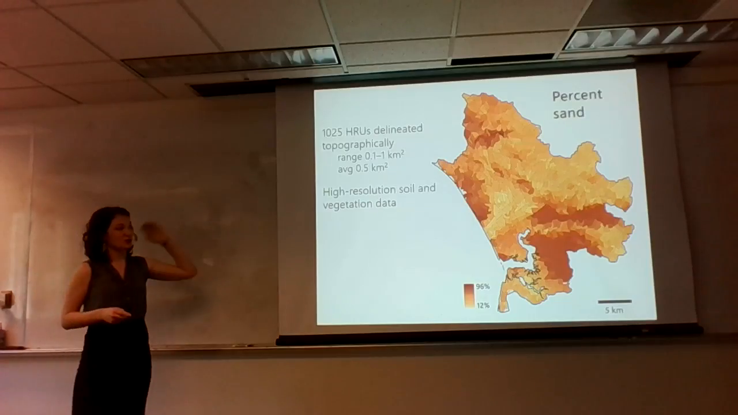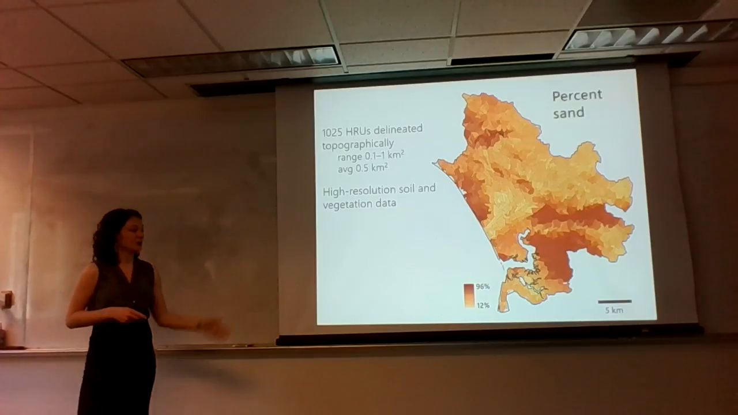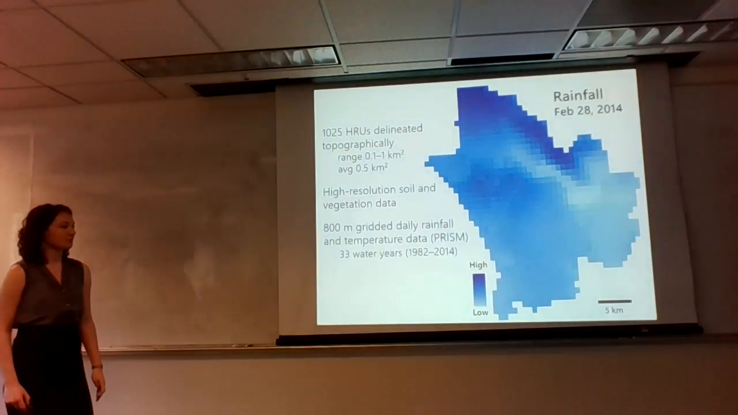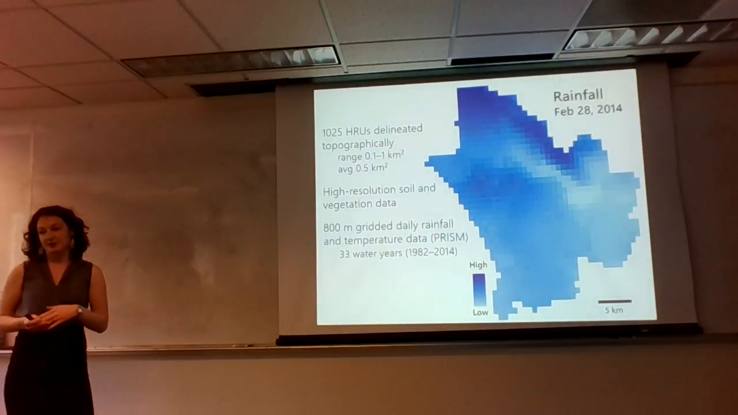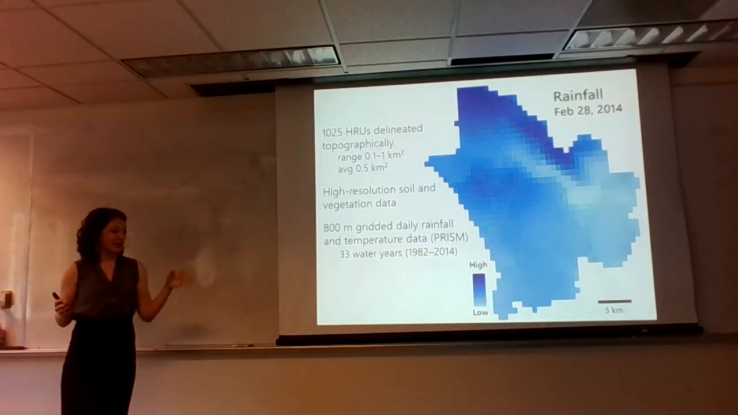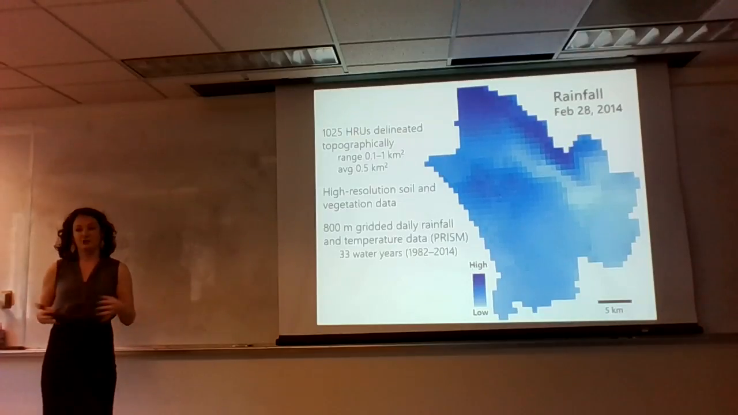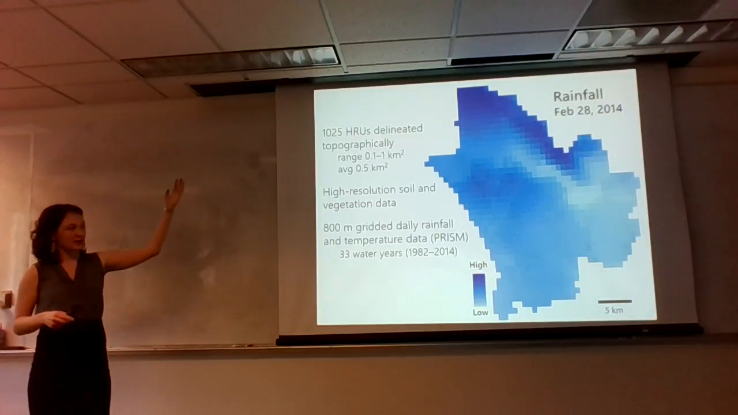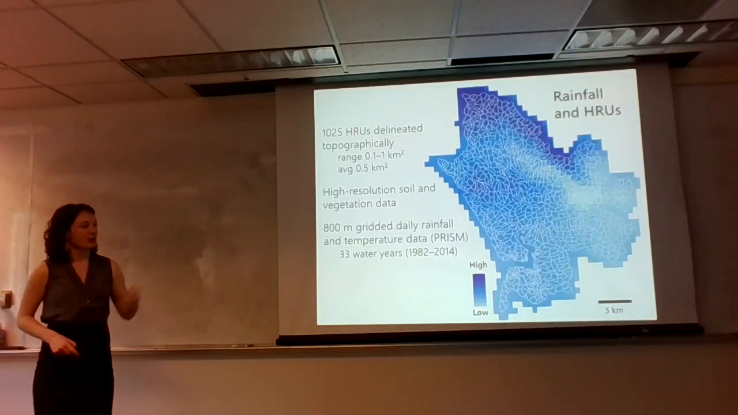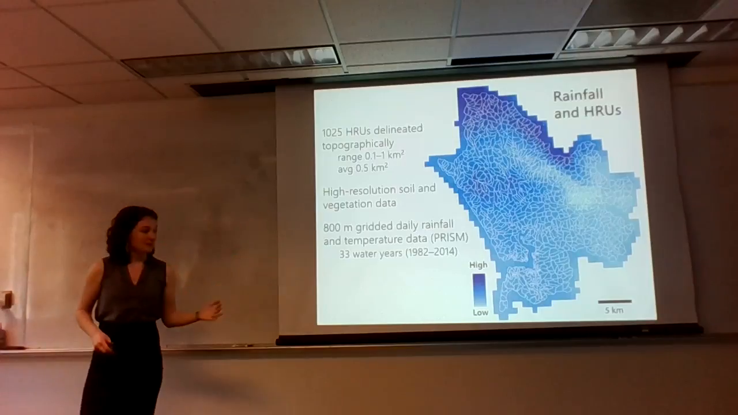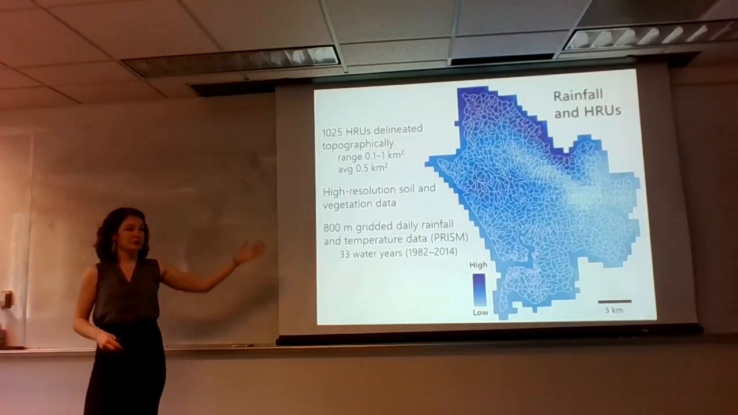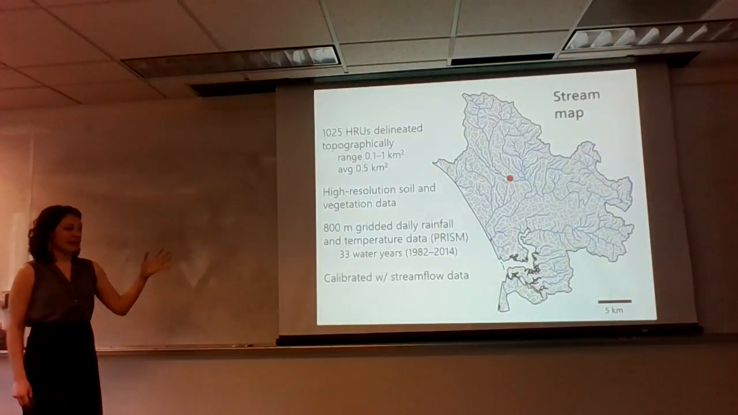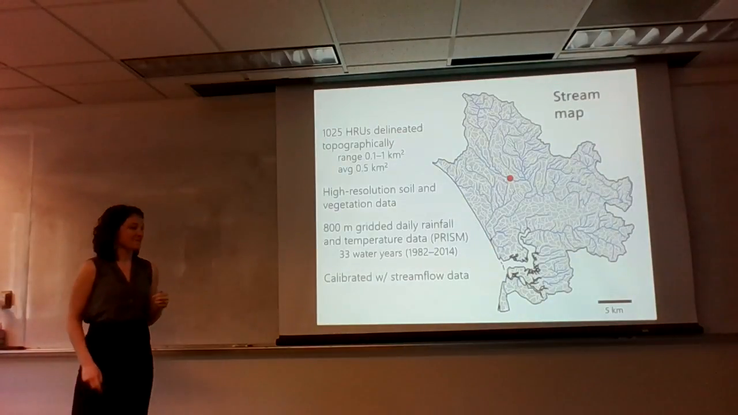This is one example showing the percent sand in each HRU, with darker brown indicating sandier soil. For climate data to drive the model, I obtained 800-meter daily rainfall and temperature data for a 33 water year period. And this figure shows an example of one day of rainfall. When I overlay the HRUs on top, you can see the climate data is on a similar spatial distribution to the model. And finally, I calibrated the model using streamflow data.